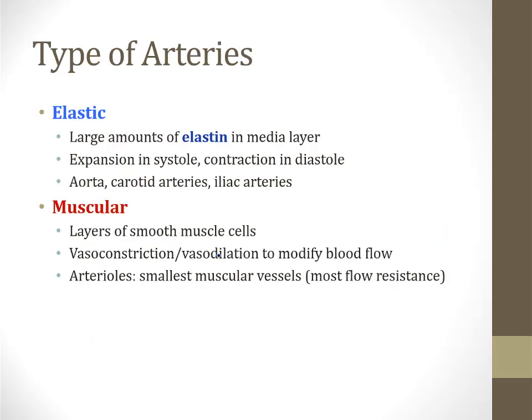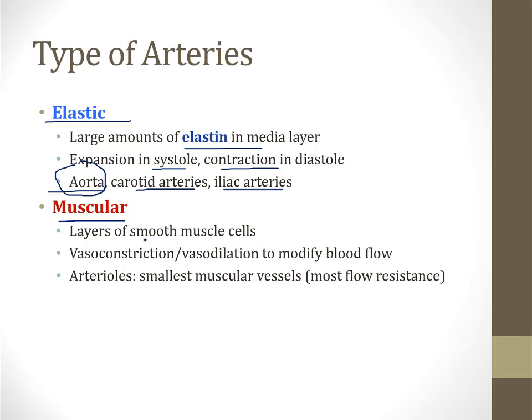Not all arteries in the body are the same. Some are called elastic and others are called muscular. The elastic arteries get their name because they are relatively stretchy, and that's because they have large amounts of a protein called elastin found in the medial layer. This allows the vessels to stretch and expand in systole when they fill with blood, and then in diastole, when the blood drains away, they can contract and become smaller. And this is the type of artery that's found in the aorta. Your aorta is a major elastic artery. You can also find this in the carotid arteries and the iliacs.